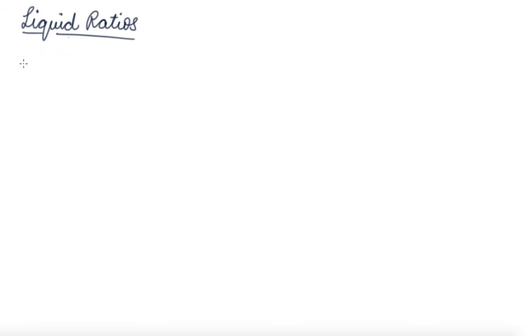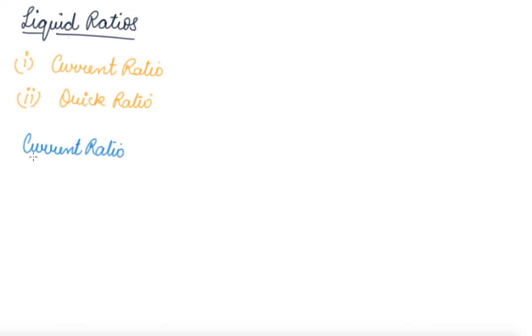Now, on the basis of liquidity, we have divided the ratios into two ratios, that is current ratio, and the second one is quick ratio. Right. Now, let's study about the current ratio first. See, what are the two things that are represented in the balance sheet with the name current as a prefix? That is current assets and current liabilities.